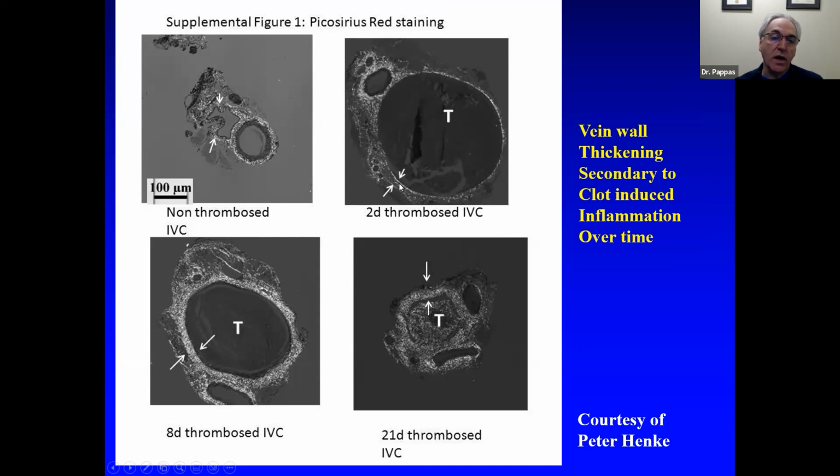And you can see here, these white arrows show the thin wall of the vein. Then at 8 days, you can see how much the vein wall has thickened as the clot starts to contract. And then finally, at 21 days, when the clot is fully contracted, you see the intense inflammatory reaction and the vein wall thickening. So Peter Henke and Tom Wakefield have done a great deal of work looking at thrombus-induced vein wall damage in their labs at the University of Michigan.